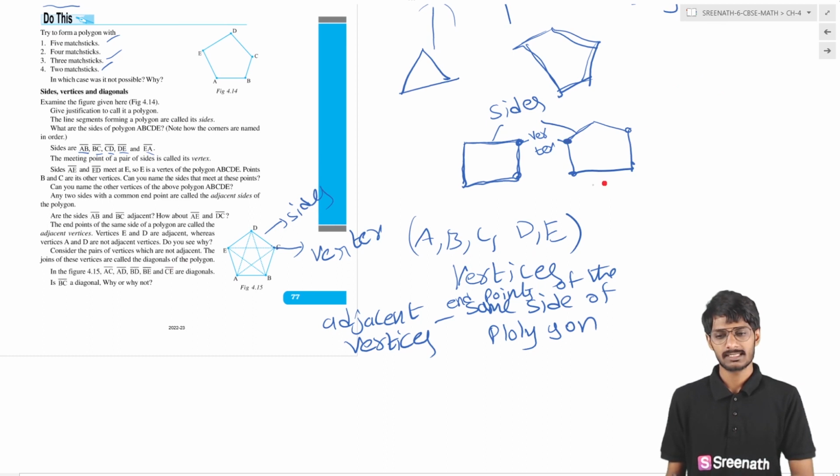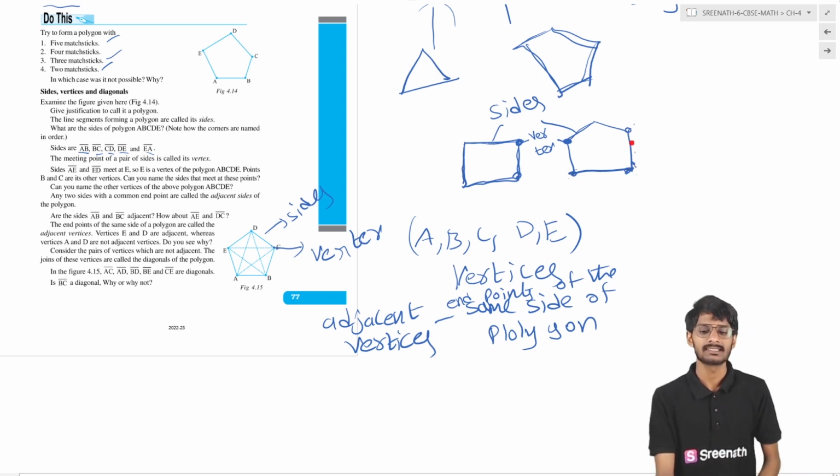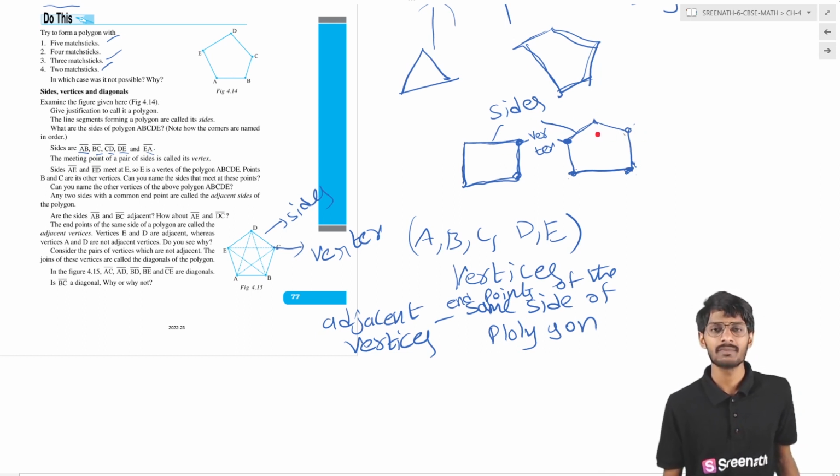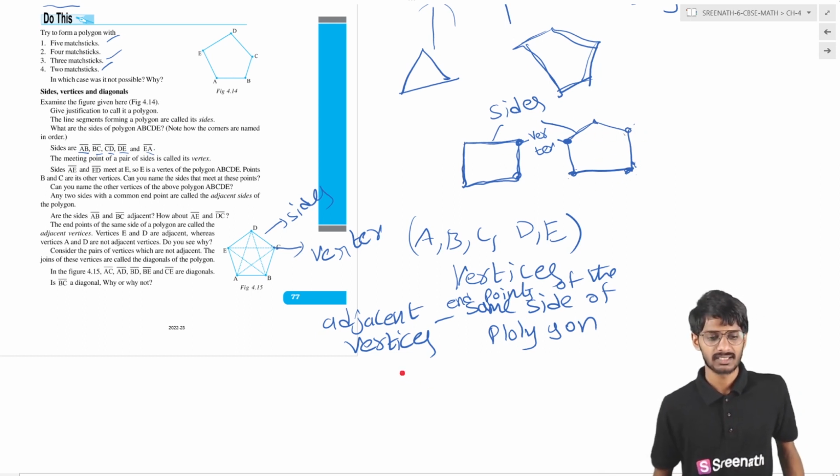Suppose in this example, this vertex and this vertex are adjacent vertices, and this vertex and this vertex are adjacent vertices. So the endpoints of the same side of a polygon are adjacent vertices. Vertices which are side by side are called adjacent vertices, students.